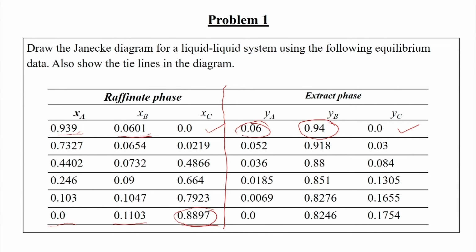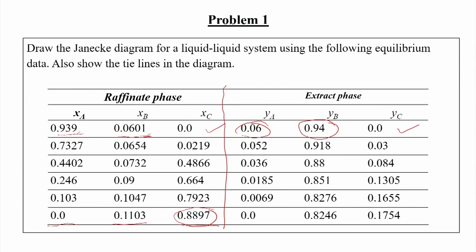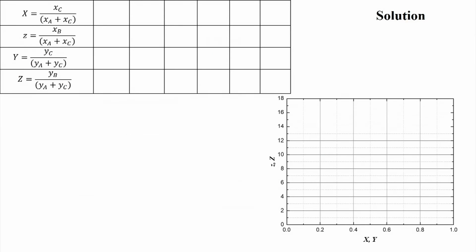Okay. So, for that we need to calculate these 4 parameters: capital X, small z, capital Y, capital Z. These 4 we will be calculating, then we will be plotting the raffinate arm and extract arm on a solvent free basis in the equilibrium plot. Okay. So, now we will be calculating this for all these data points. For the first data point for the raffinate arm, we have x a equal to 0.939, x b equal to 0.0601 and x c equal to 0.